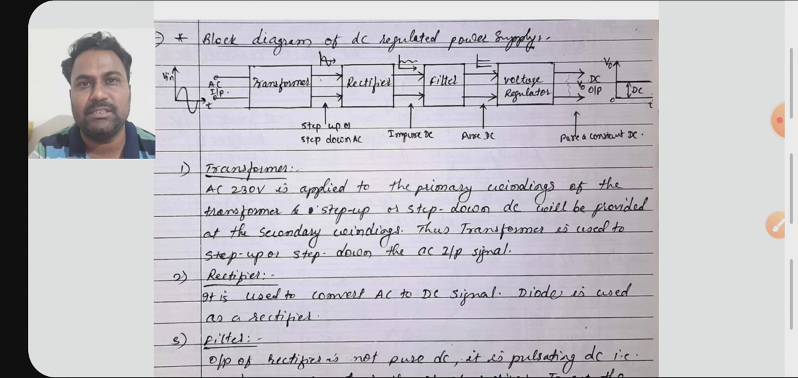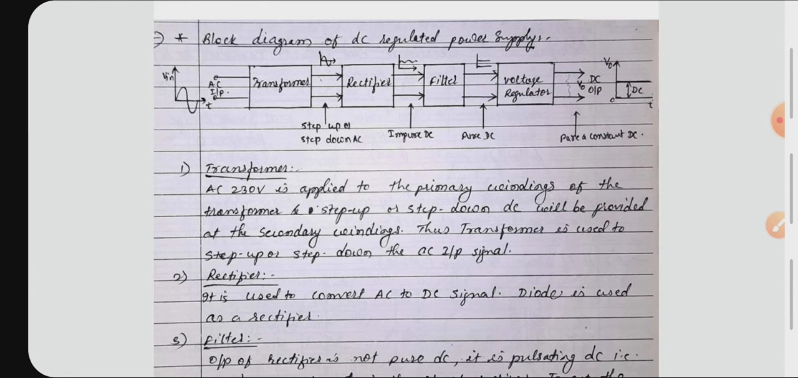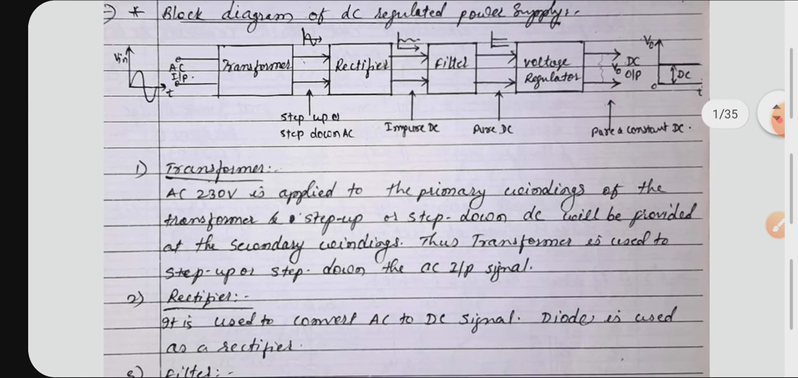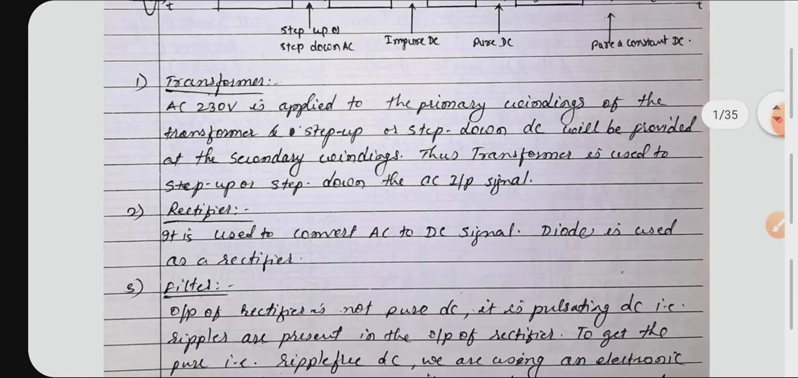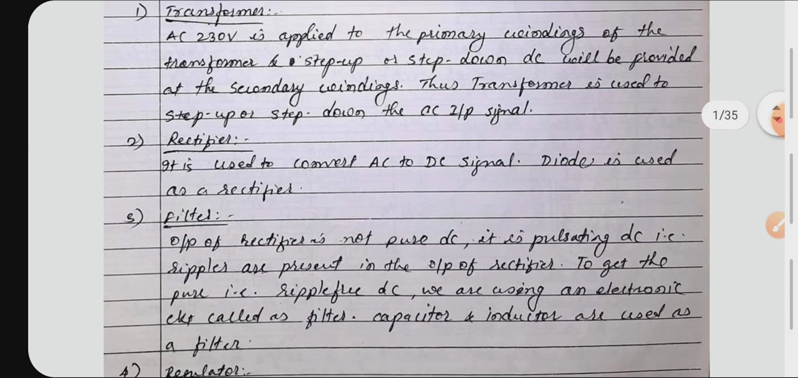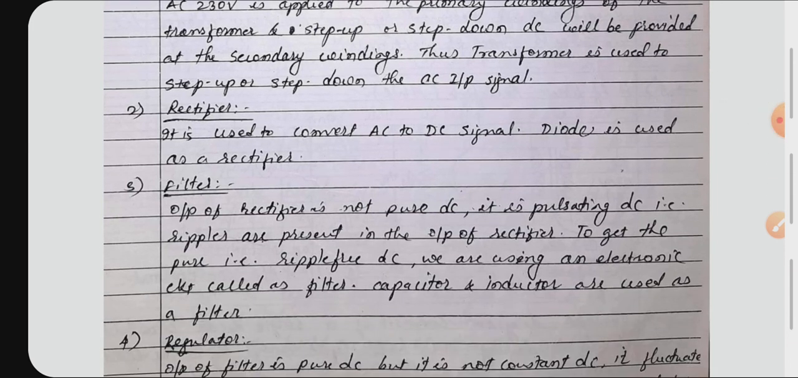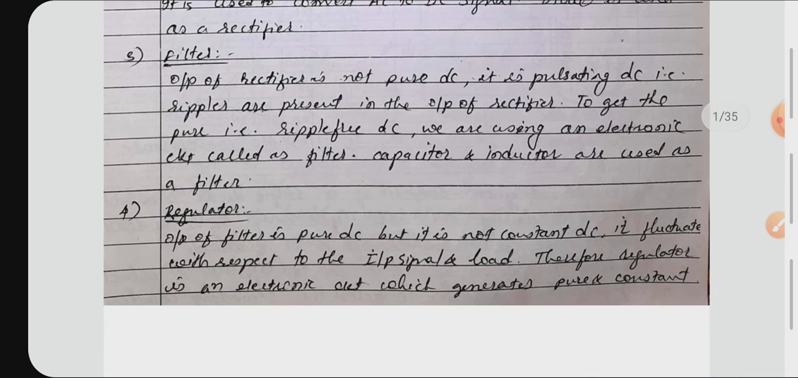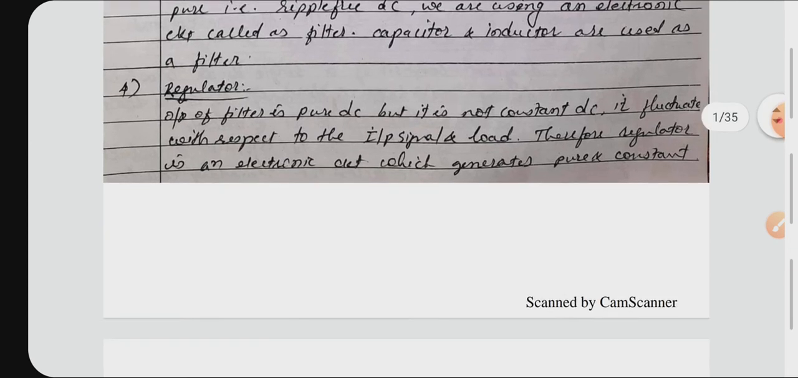So let us start with the block diagram of a DC regulated power supply. As it can be seen here, there are 4 blocks, as you know: transformer, rectifier, filter and voltage regulator. Now you know the function of each block. Transformer converts higher voltage to lower voltage, step down or step up. Rectifier converts AC to DC. Filter removes the unwanted AC components present in the DC, that means ripple, from the DC voltage, and regulator gives the constant output voltage.